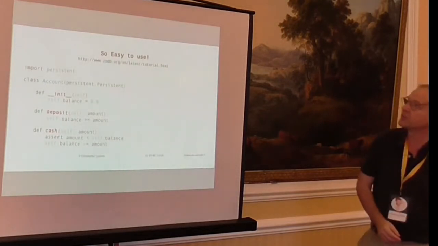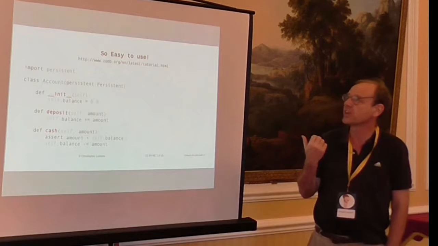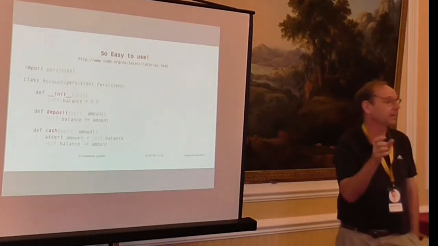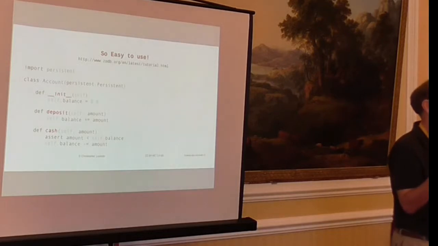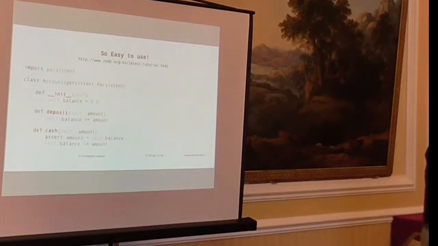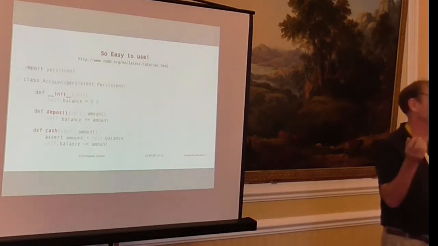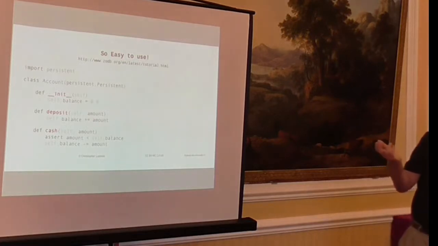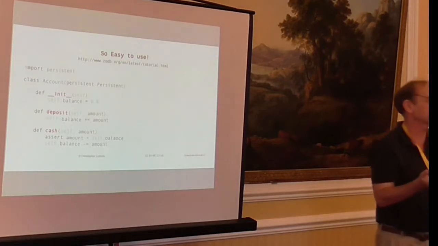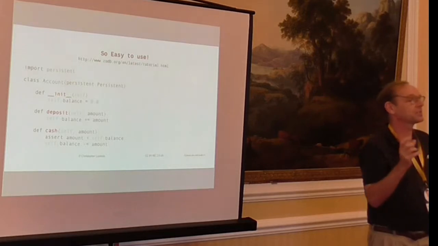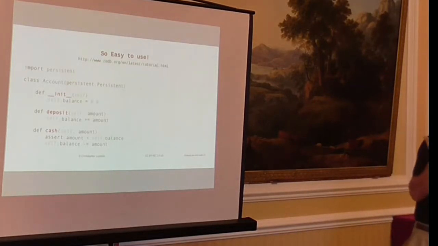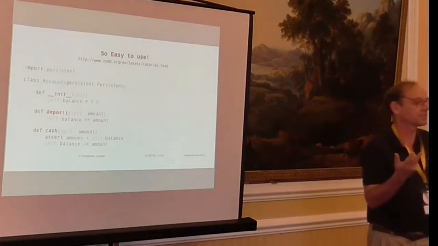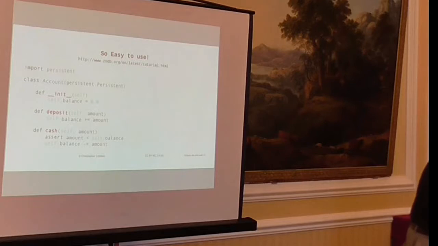Okay, so how do you do it? So here we have an account object. We basically create an initial account object. We set the initial value to 0. We can add money to it. We can make a deposit. We can make a withdrawal. Very simple. And all I have to do to make it persistent is subclass off class Persistent. There's also a persistent set. There's a persistent dictionary you can subclass off of. Very, very easy.